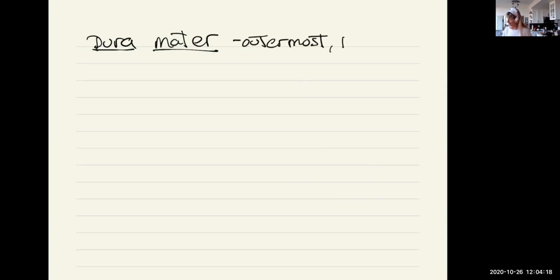Let me write some notes about dura mater. Dura mater, the outermost tough membrane. Another difference between the brain and the spinal cord is there is no epidural space. So there is no epidural space in the brain. So this outermost tough membrane protects the brain from friction against the skull in part.